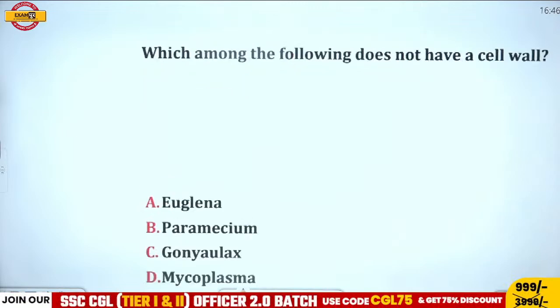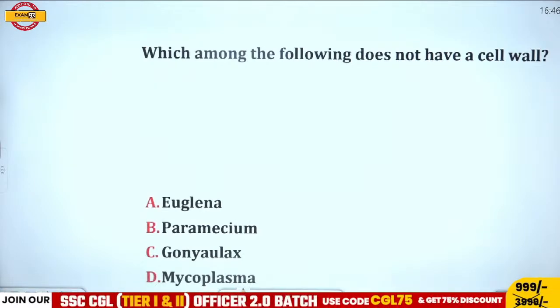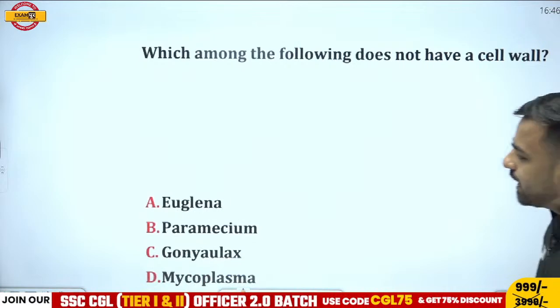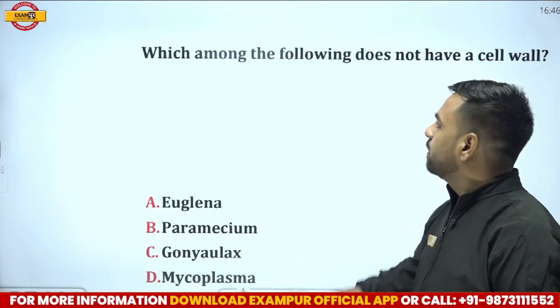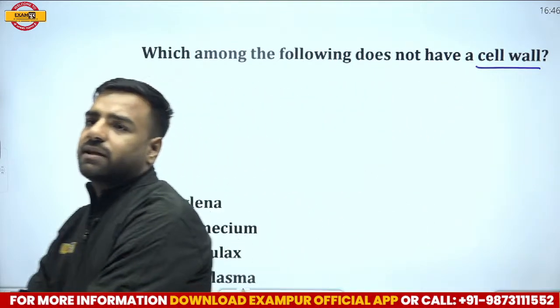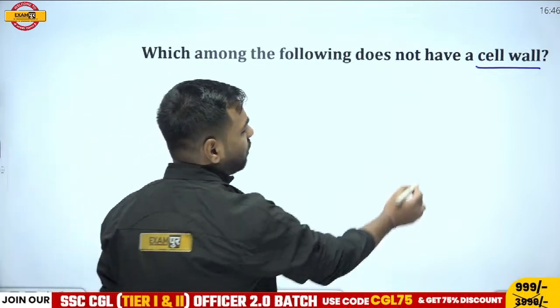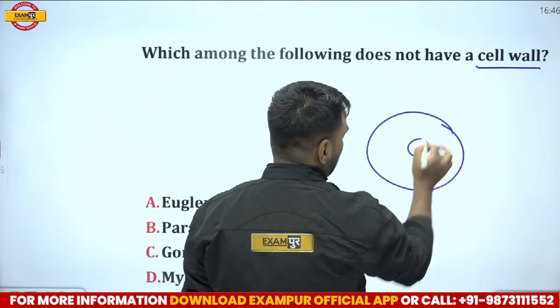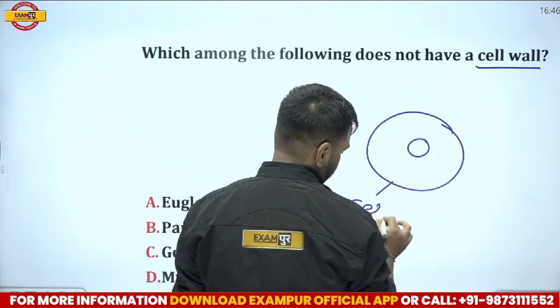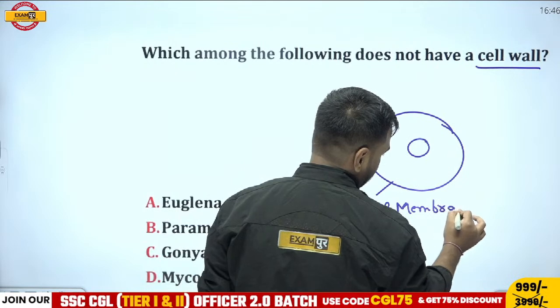Next we have: which among the following does not have a cell wall? Is it euglena, paramecium, gynoglex, or mycoplasma? What is the correct answer? A, B, C, D, which does not have a cell wall? Till Kiran and Jarsa give the answer, others in the session, please start giving answers. If I talk about a cell, the outermost part of the cell is the cell membrane.